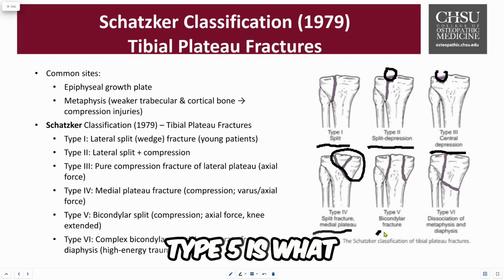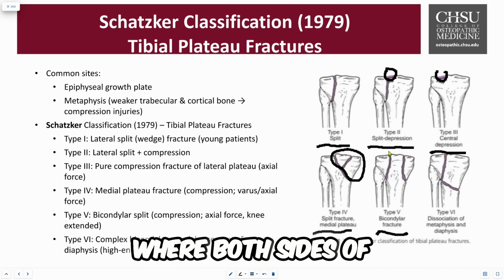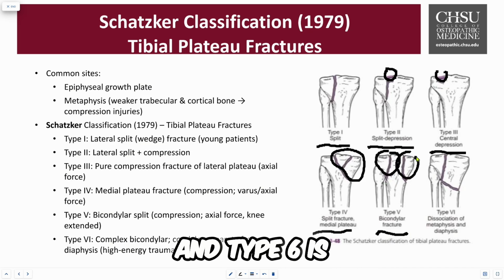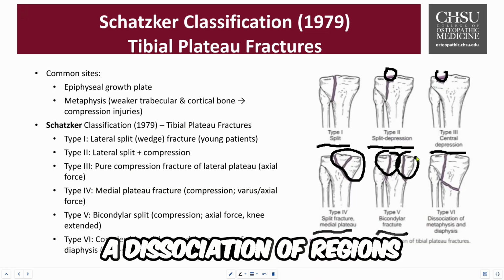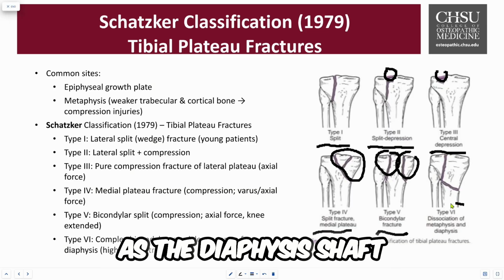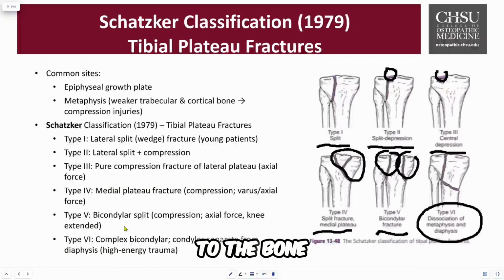And type 5 is what they call a bicondylar fracture, where both sides of the tibial plateau are cut off. And type 6 is a dissociation of regions of the metaphysis, that kind of early on growth plate, as well as the diaphysis shaft, where the nutrient is brought to the bone.